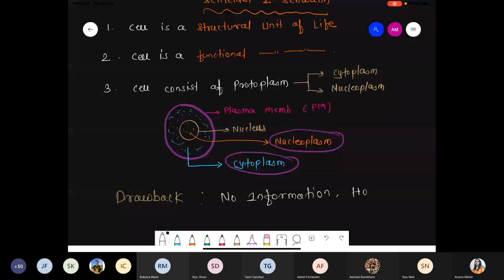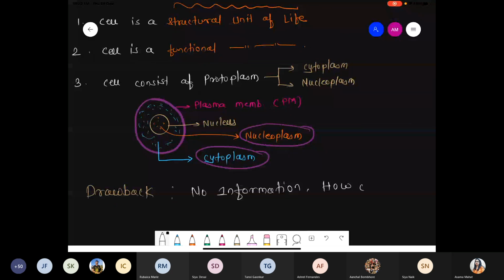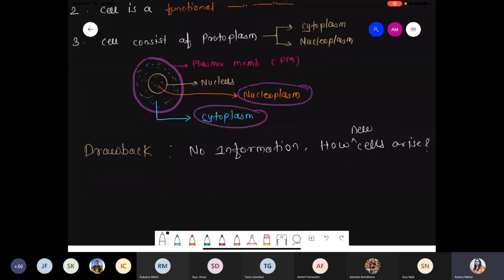How new cells get arise, right? And इसका solution, इसका answer दिया the scientist Virchow. We are talking about the scientist Rudolf Virchow. NEET 2019 question.